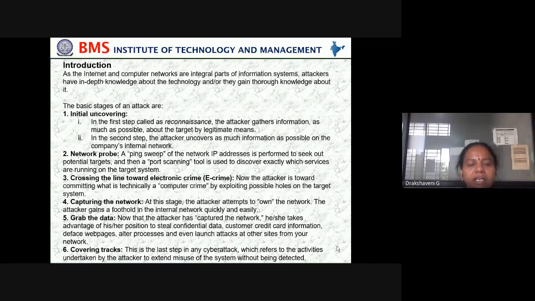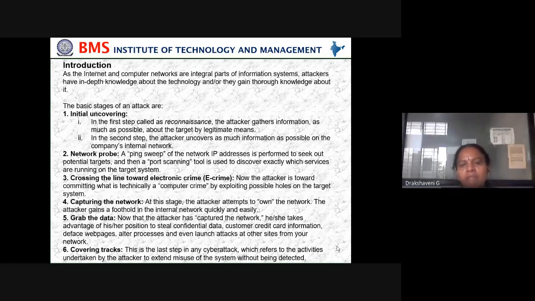Covering tracks is the last step in any cyber attack. It refers to the activities undertaken by the attacker to extend misuse of the system without being detected. These are the basic stages the attacker will try to go through.